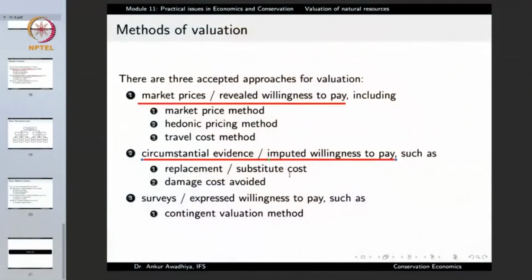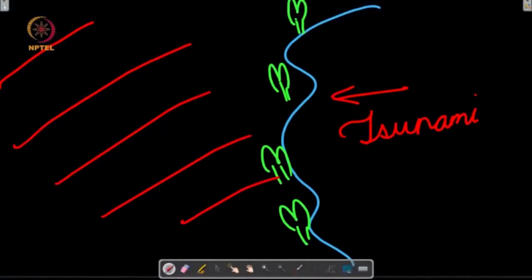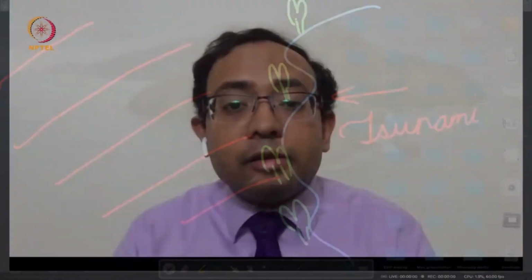Now, when we talk about the damage avoided, we are asking the question, what if our mangrove forests were not here? Mangrove forests protect against the impacts of the tsunami. They act as barriers to the water that is coming in. Now, if we have the mangrove forest, then they are protecting the inland areas. If we did not have these forests, then there would be damage caused to the inland areas. What is that damage?